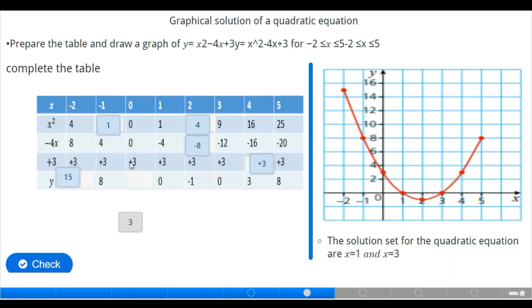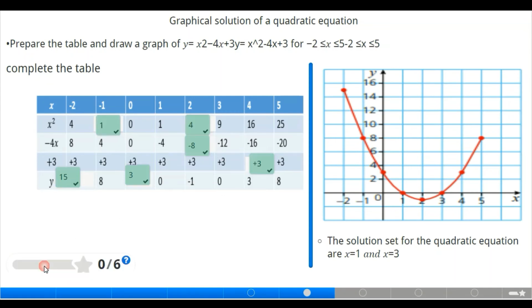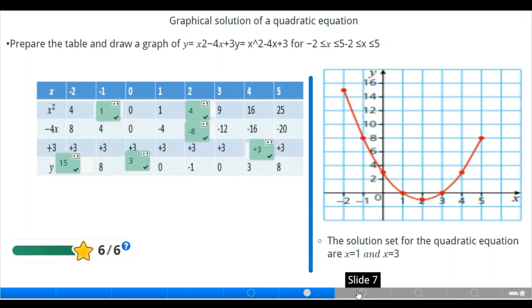0 plus 0 plus 3 will give us 3. 1 minus 4 plus 3 is 0. 4 minus 8 plus 3 is -1. And we have 9 minus 12 plus 3, and we have that all true. So let's check our arrangement. Okay, that's cool. Now let's look at this. We already see we have the plotted graph here.